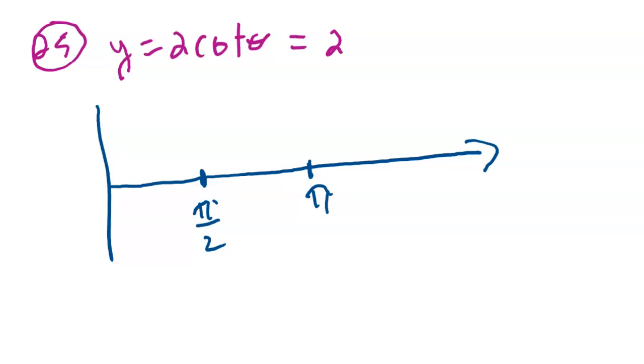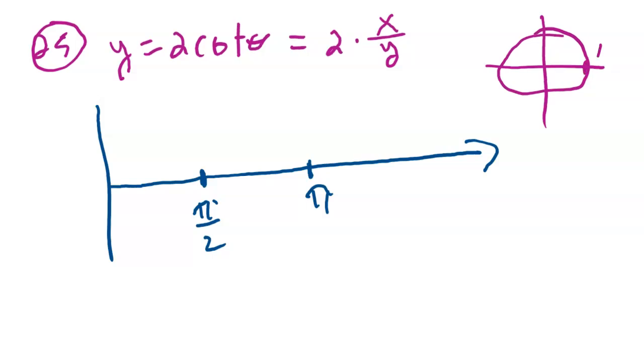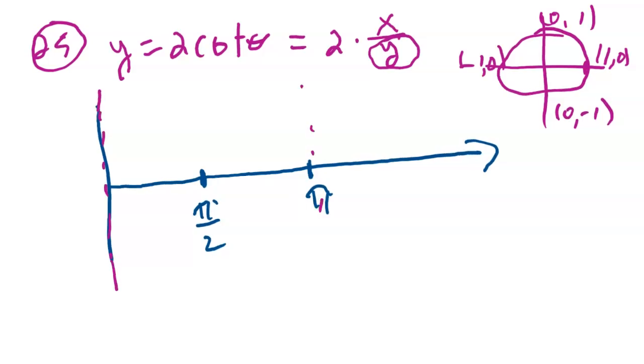Cotangent, so 2 times cotangent, is equivalent to cosine over sine, so x over y on the unit circle. Just looking at the unit circle quickly: (1, 0), (0, 1), (-1, 0), and (0, -1). I want to find all the asymptotes. We're going to get an asymptote where y is equal to 0. Where is y equal to 0? Y is equal to 0 at 0 and pi. See, it fits.